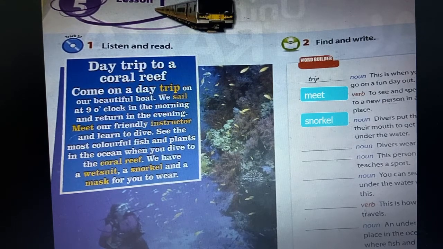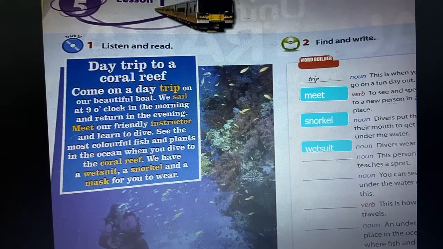The next word, it's also a noun. Divers wear this. What do divers wear when they decide to dive under the water? Of course, they wear a wetsuit. Wetsuit. So, wetsuit. People wear it when they want to dive under the water or swim under the water.